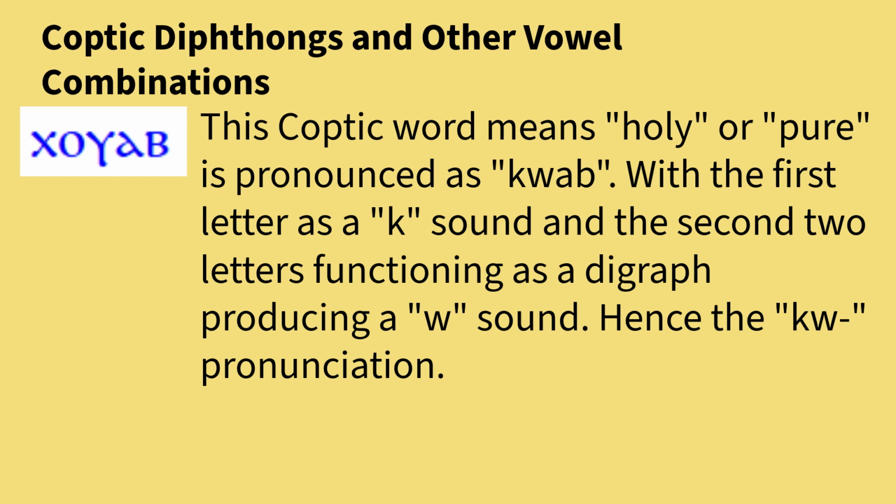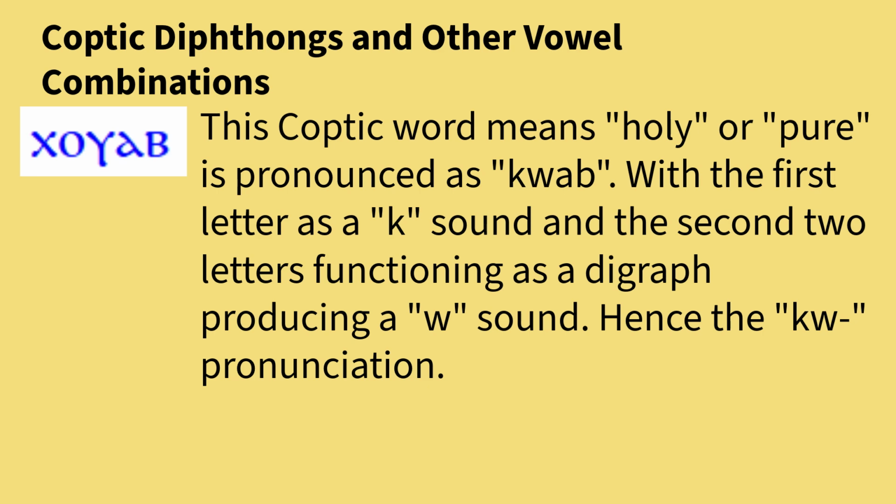This final example I have is sort of an example of, say, a consonant, in this case, ka, followed by the digraph o epsilon, and then followed by a vowel after that. So this Coptic word here, which means holy or pure, is pronounced as queb, with the first letter a K sound, and the second two letters, the digraph, producing a W sound. So we don't have K, U, A, we have queb, so a sort of qu sound, as in the English word quick, queb.